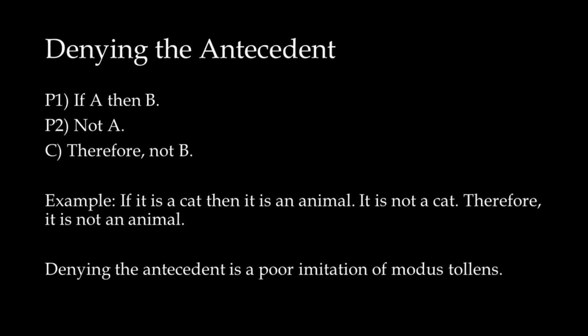Denying the antecedent. If A, then B. Not A, therefore not B. For example, if it is a cat, then it is an animal. It is not a cat, therefore it is not an animal. Denying the antecedent is a poor imitation of Modus Tollens.